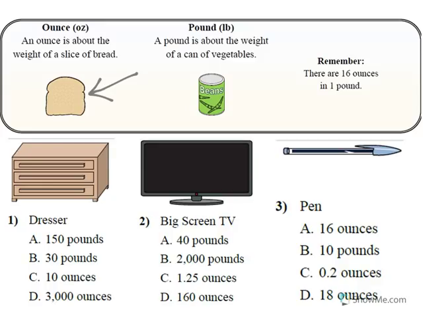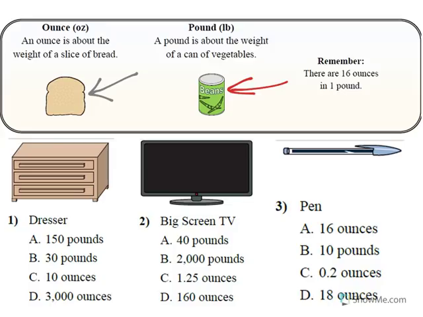We're going to start by looking at this key to help us understand the difference between an ounce and a pound. We can see that it tells us an ounce is about the size of one slice of bread. So think about how light one piece of bread is. But then it also tells us that a pound is about the weight of one can of vegetables. So think about going to the grocery store and getting that one can of vegetables. That's going to be heavier than that one piece of bread.